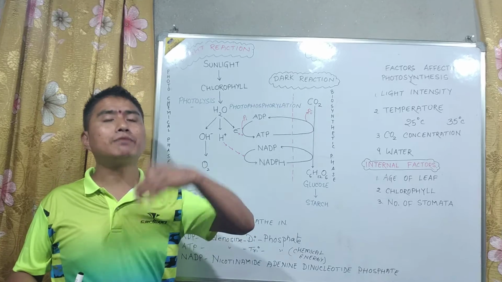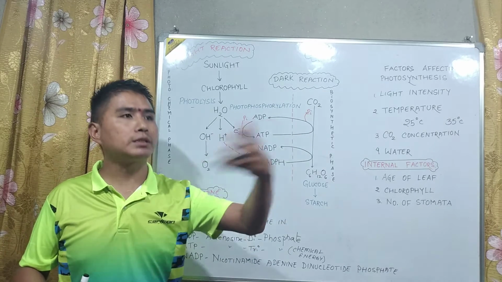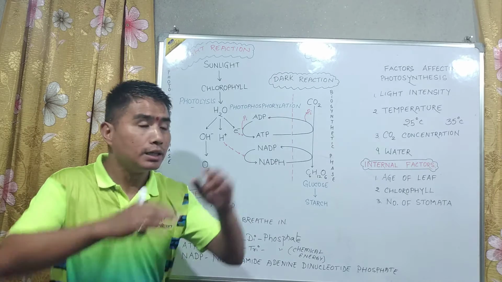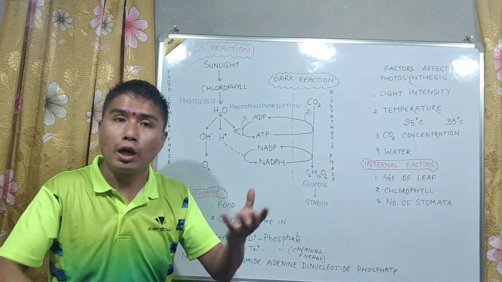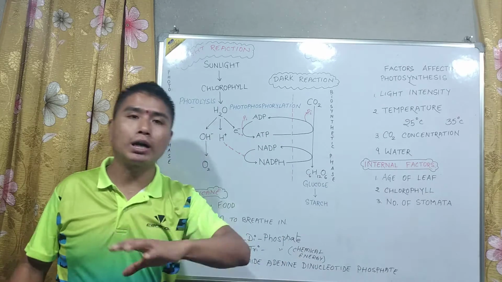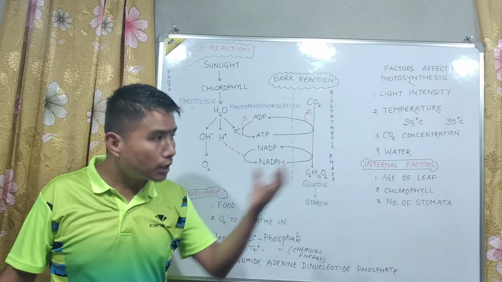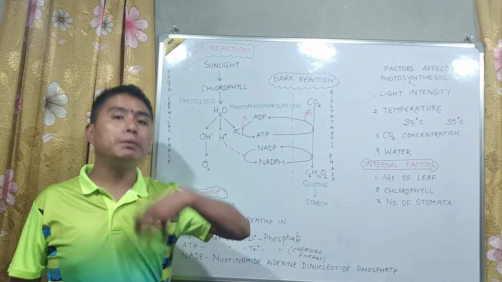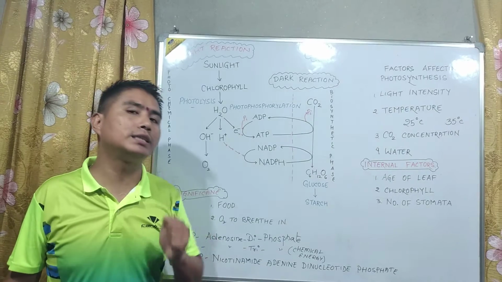Suppose there is an increase of 10 degrees. Suppose all of a sudden after 1 hour the temperature becomes 17 degrees. Then the rate of photosynthesis also doubles. Whatever amount of glucose was produced before, after 1 hour double that amount of glucose will be produced. So the rate of photosynthesis will be doubled at an increase of 10 degrees Celsius.